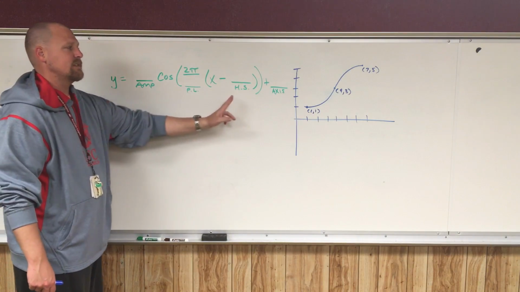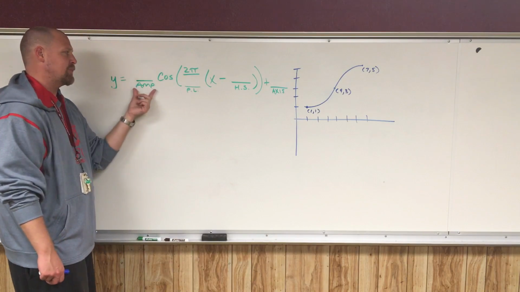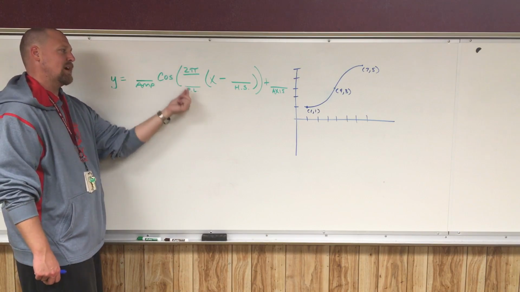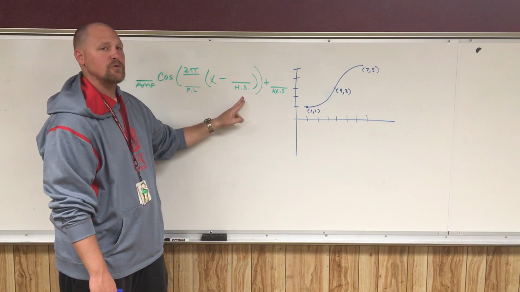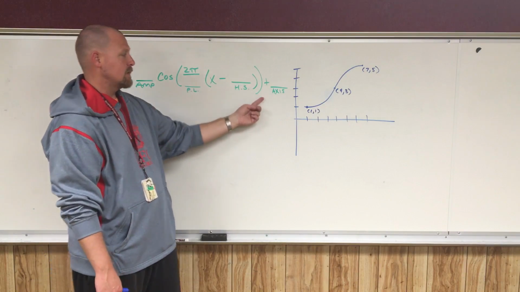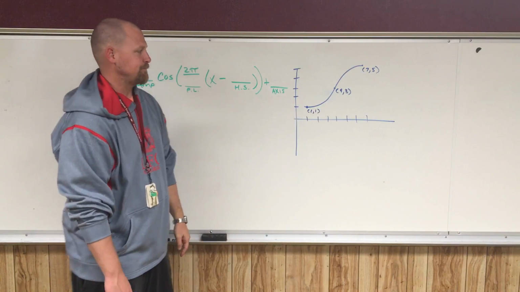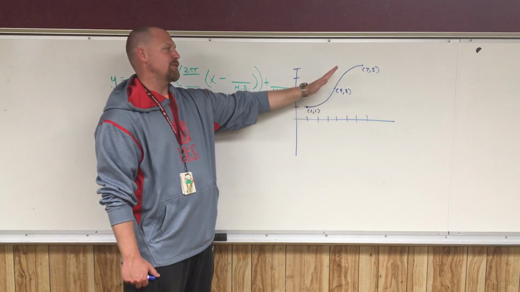This is the format that we need for the sinusoidal curve: amplitude cosine times 2 pi over our period length, parentheses, x minus our horizontal shift, double parentheses, plus our axis of rotation. But all we have are these 3 points.